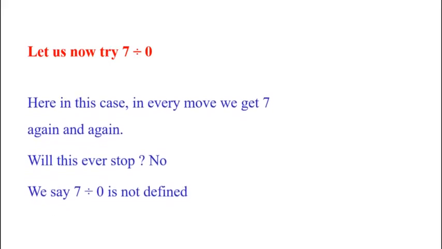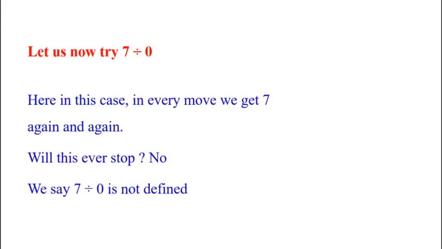Let us now try 7 divided by 0. So, by the principle of repeated subtraction, we have to subtract 0 from 7 repeatedly till we get 0. But here in this case, in every move, we get 7 again and again. Will this ever stop? No.